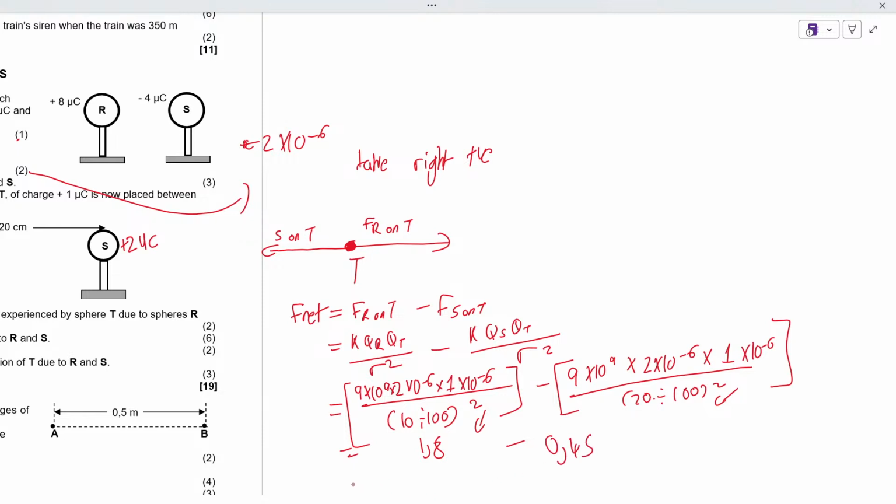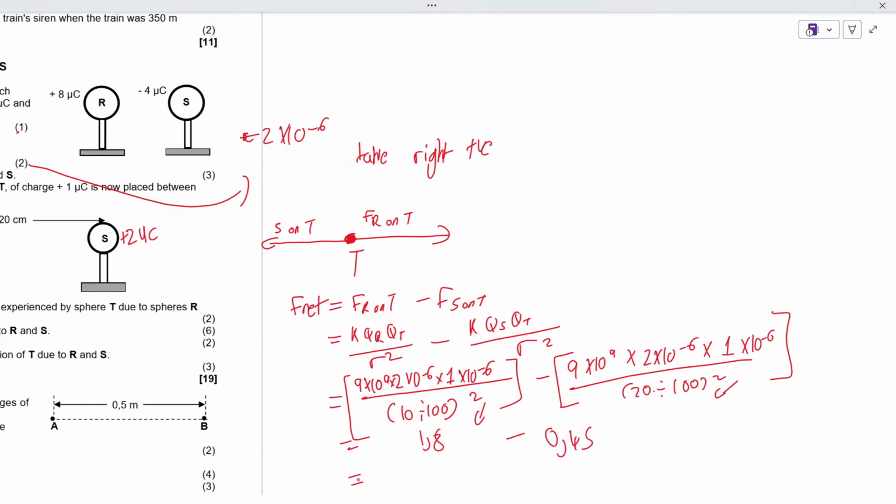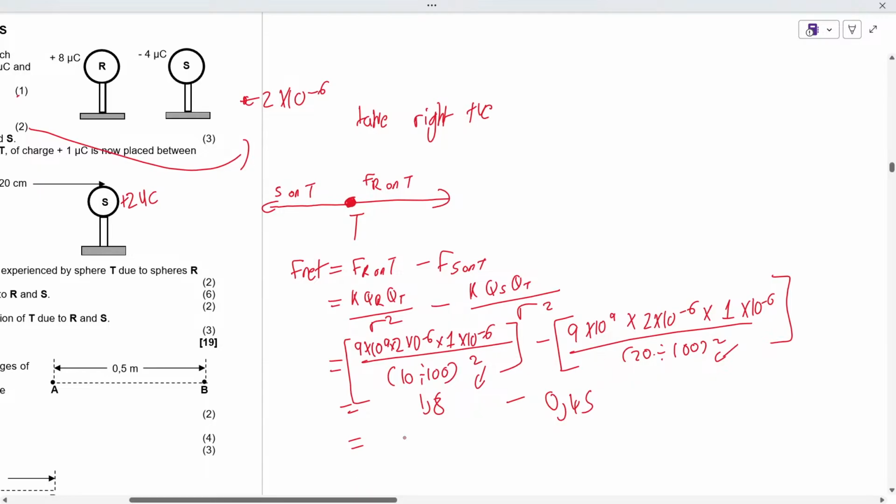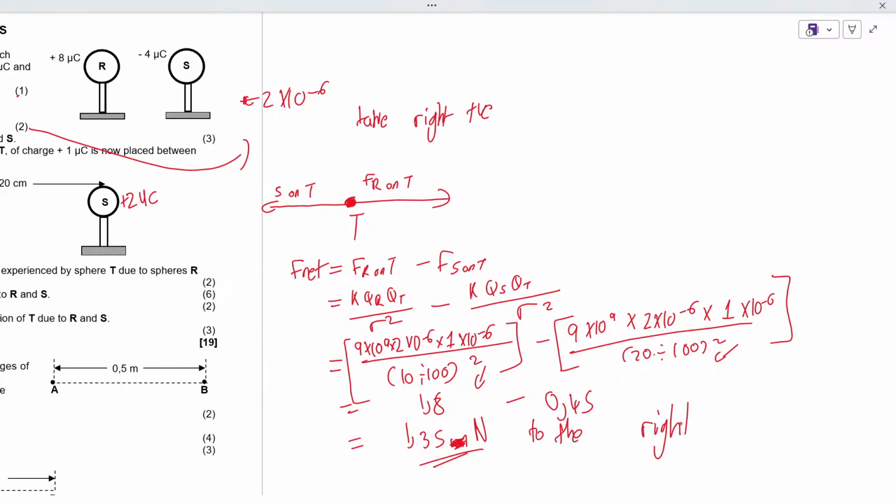And then we come and find the difference. It's 1,35. Not meters, newtons, because it is a force. I mean newtons, to the right, because right is positive. So that's how we get it.